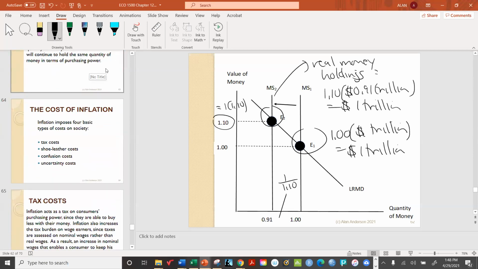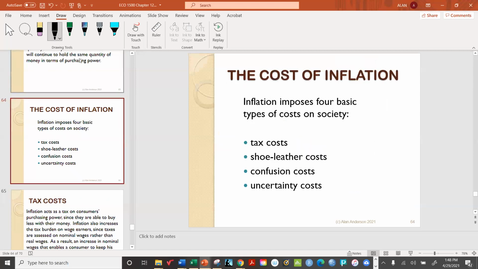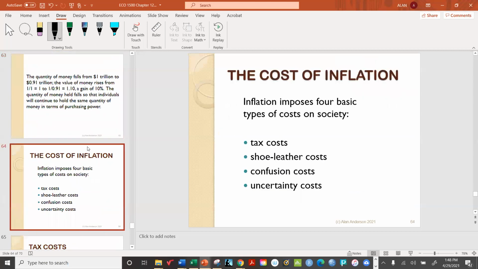All right, so we're going to wrap this up with a very quick look at the four basic costs of inflation. Why is it so harmful? What kind of cost does it impose on society? Why should we avoid it like the plague? There are four of them, and some of the names are a little bizarre. Some of these really only manifest themselves when you have hyperinflation, but still, these are four ways in which inflation harms society.